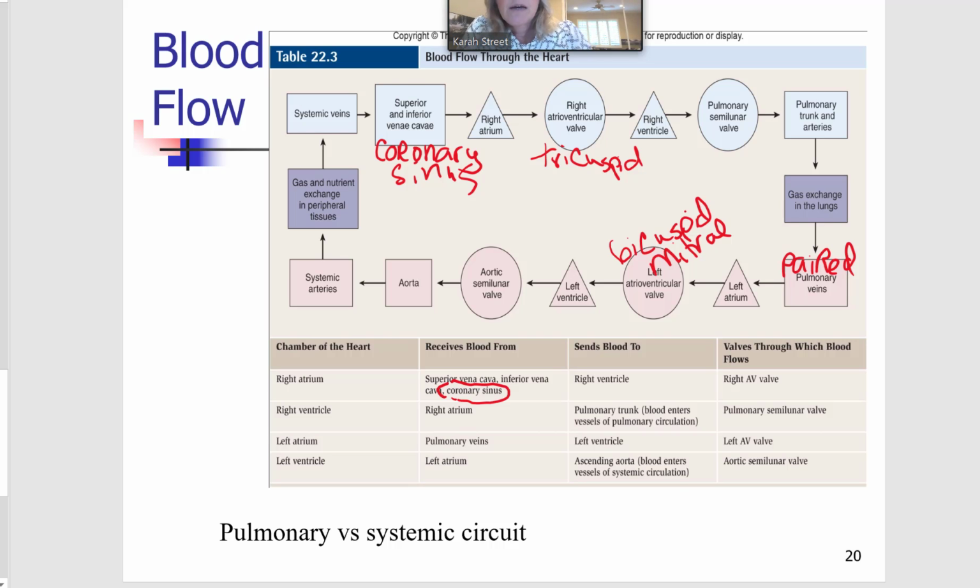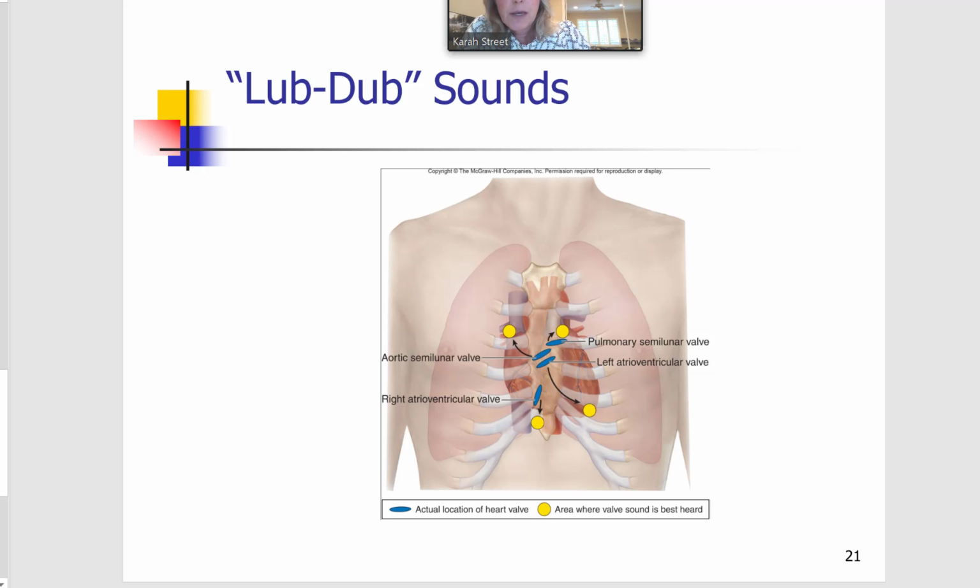I've already covered your lub-dub sounds. Are there any questions about the heart sounds? Yeah, I have a question. Okay. Can you repeat what makes heart sound number 1 and 2 again?